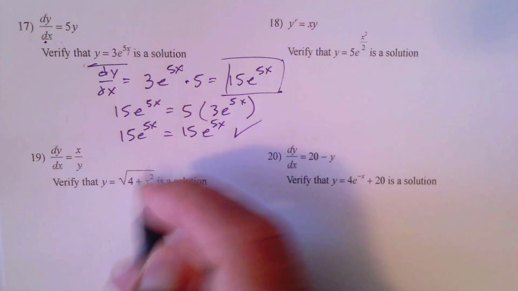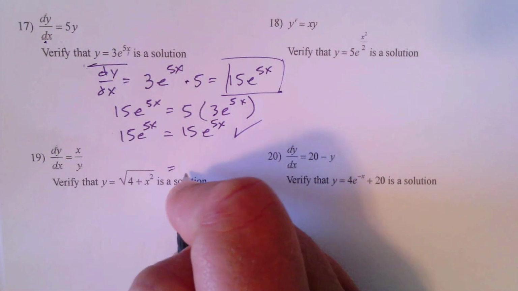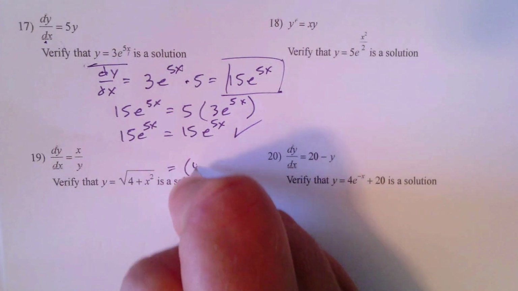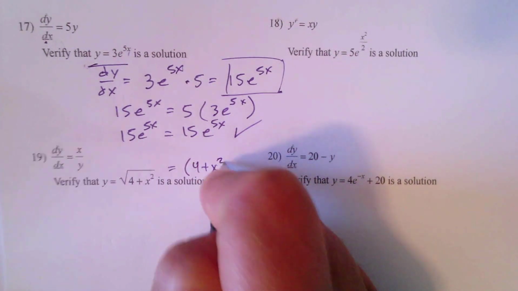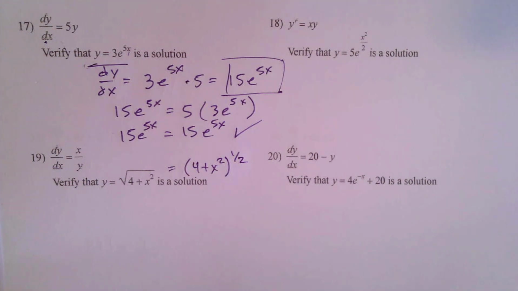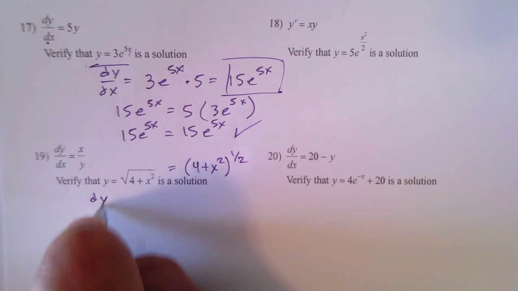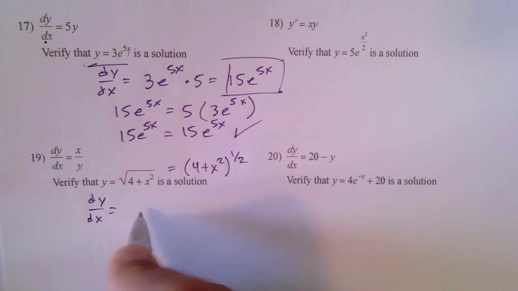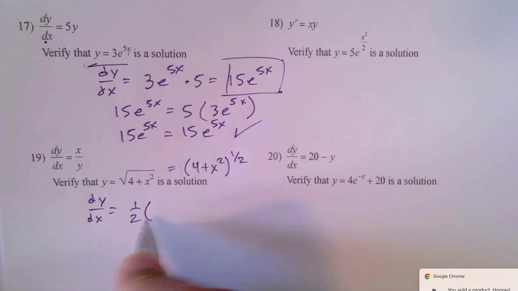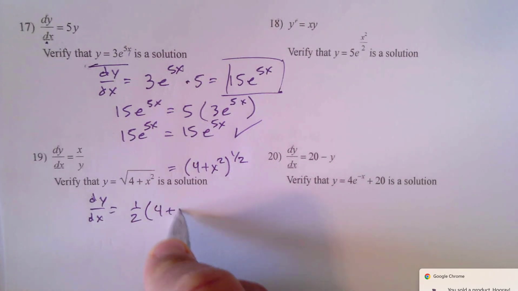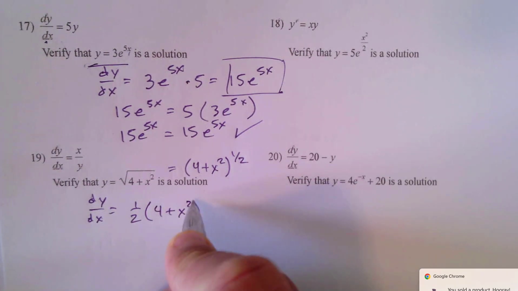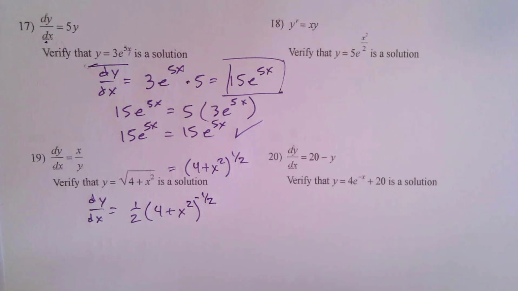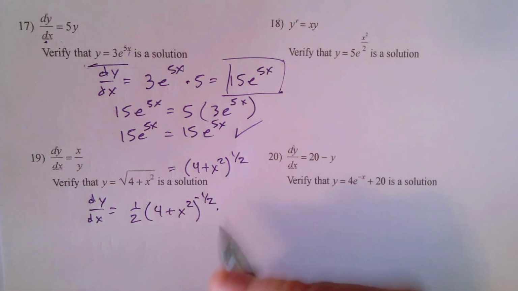So when we take the derivative here, we probably want to rewrite this as 4 plus x squared to the 1/2. And now we can take the derivative of that. Now we can use the chain rule. So the 1/2 is going to come out in front. We have 4 plus x squared. We're going to drop it down a power, so it's going to go to the negative 1/2 times the derivative of the inside, which is going to be 2x.